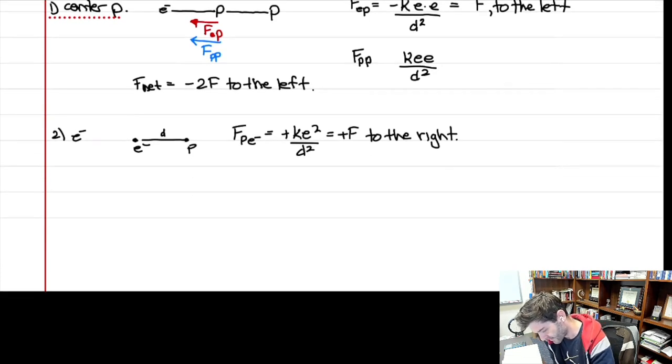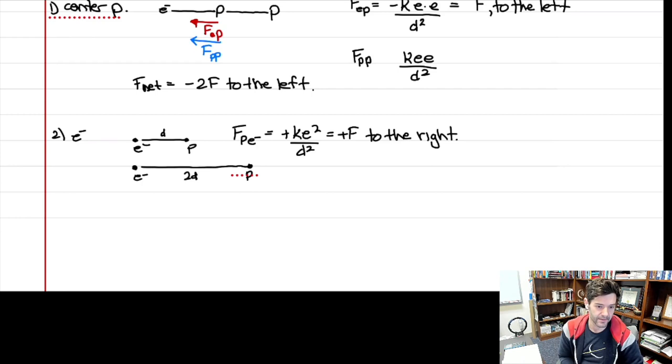Now we have to think about the electron and that other proton, which now is 2d away. It's twice as far away. Now they're opposite charges. I also expect it to be to the right, but I cannot say that it's equal to F because the formula depends on the distance. They're farther away from one another. I expect the force to be weaker.